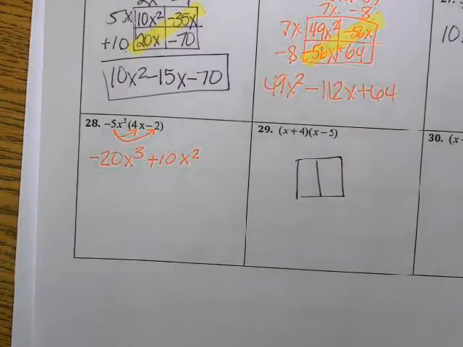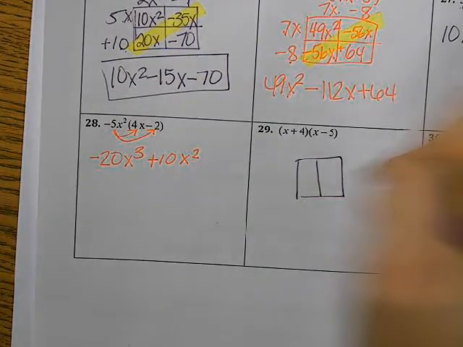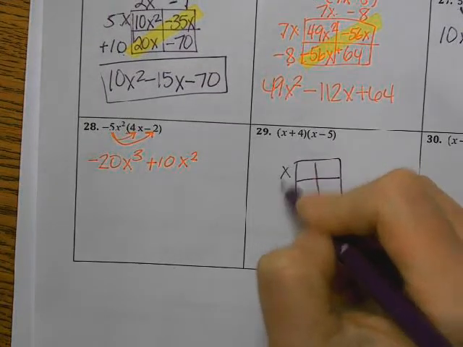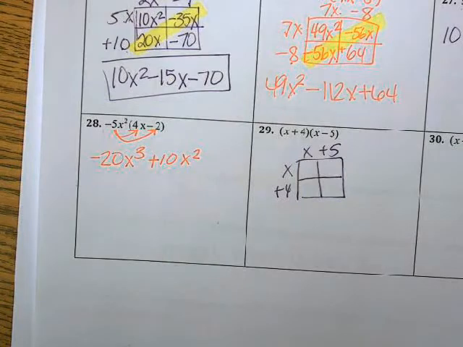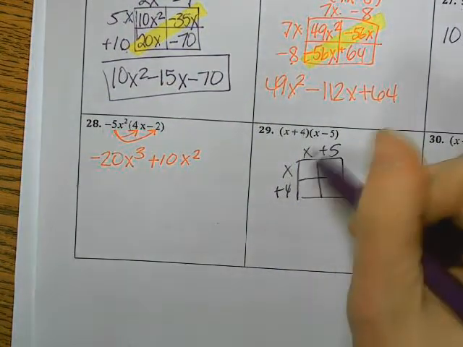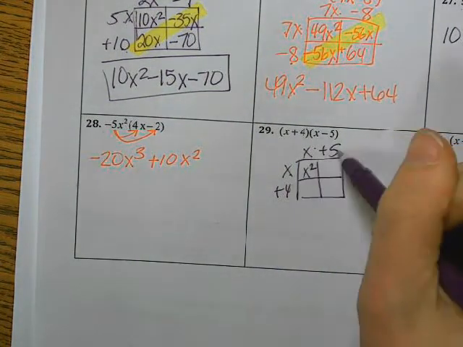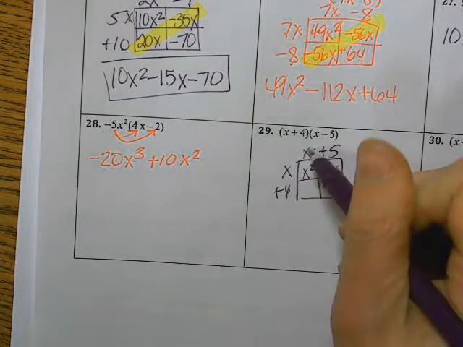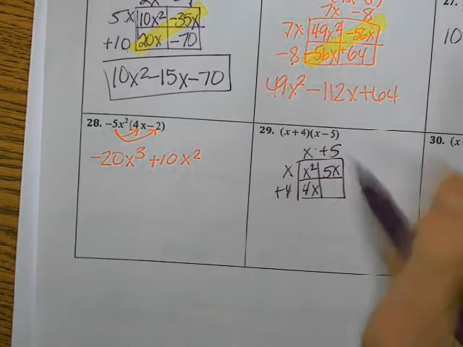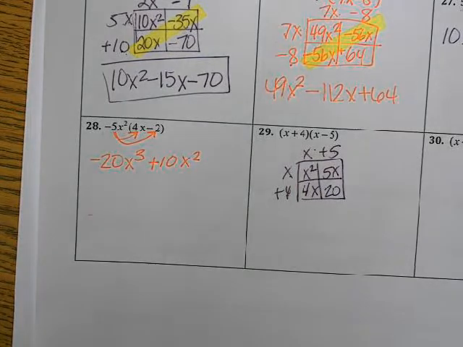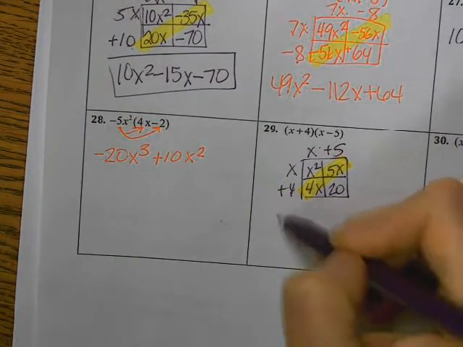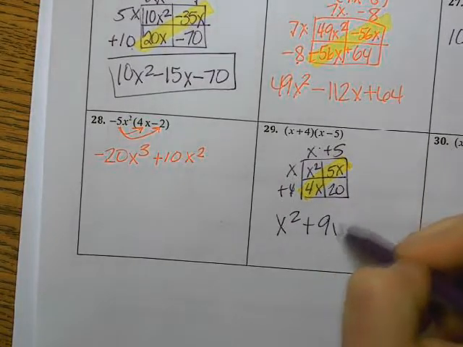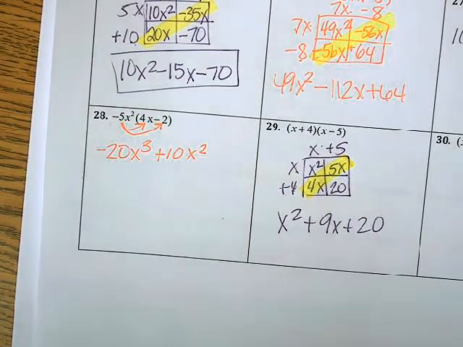29. Make the box. So x plus 4 on one side and x plus 5 on the other side. And then you just multiply. X times x is x squared. X times 5 is 5x. X times 4 is 4x. 4 times 5 is 20. Combine those two on the box. That's going to be x squared plus 9x plus 20.